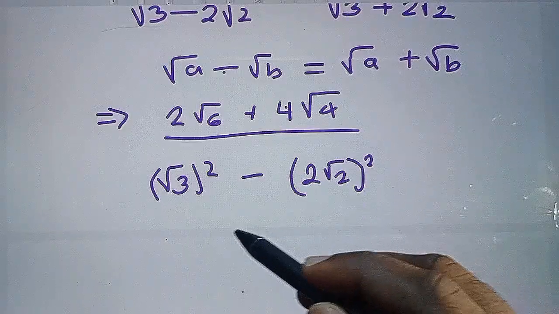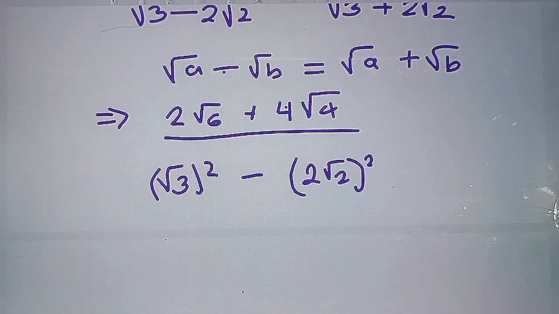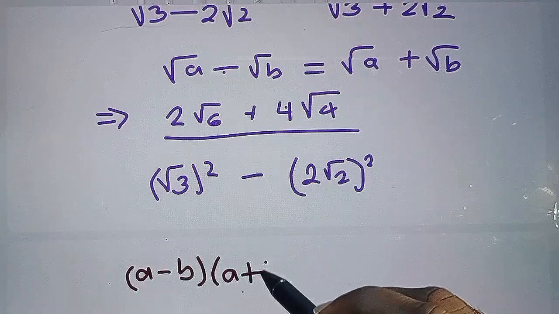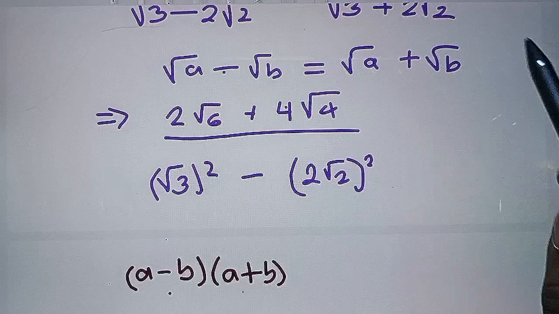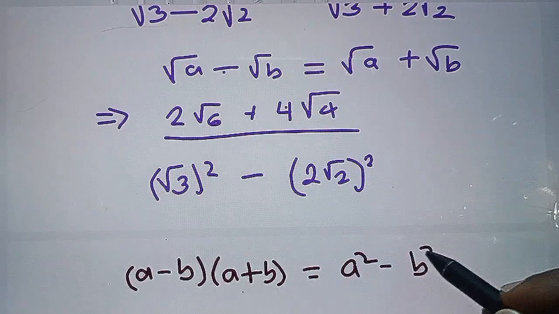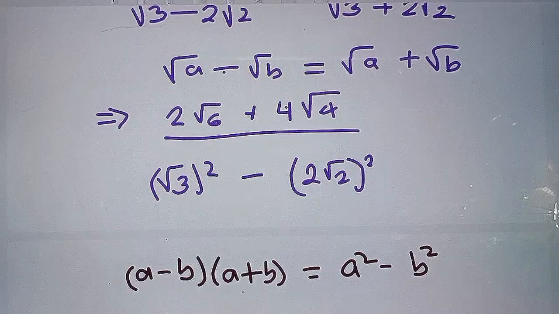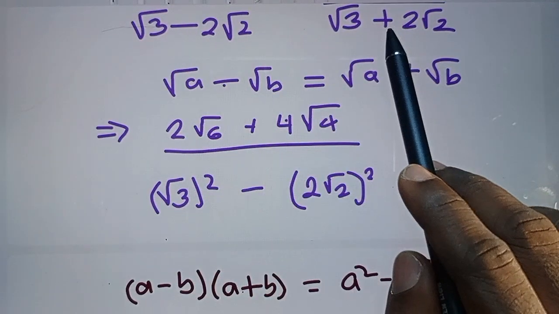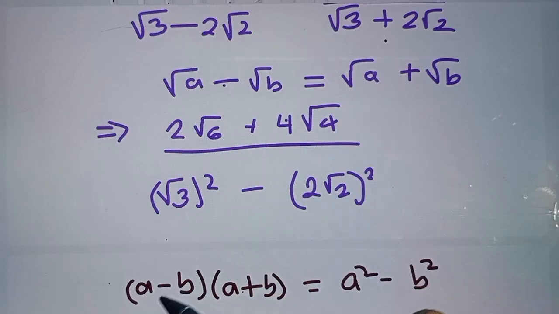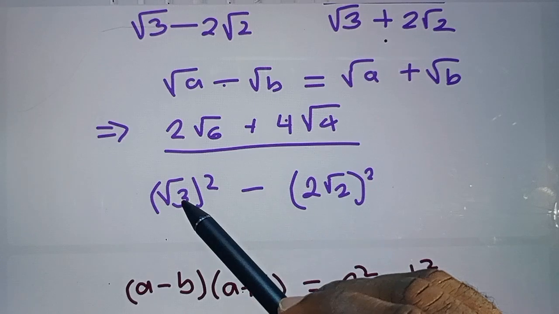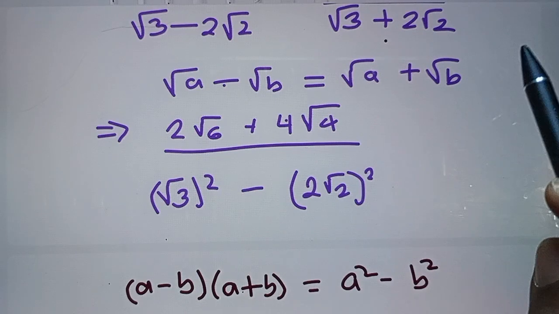Now, if you remember, when you have a minus b, then a plus b, when this and this multiply, our result is a squared minus b squared. So that is the difference of two squares. Understood? And that's exactly what we use here. When this and this multiply, we have minus here and positive here, so it looks like this one here, which is telling us that we can rewrite it in this form. So that's why I have root 3 squared minus 2 root 2 squared.